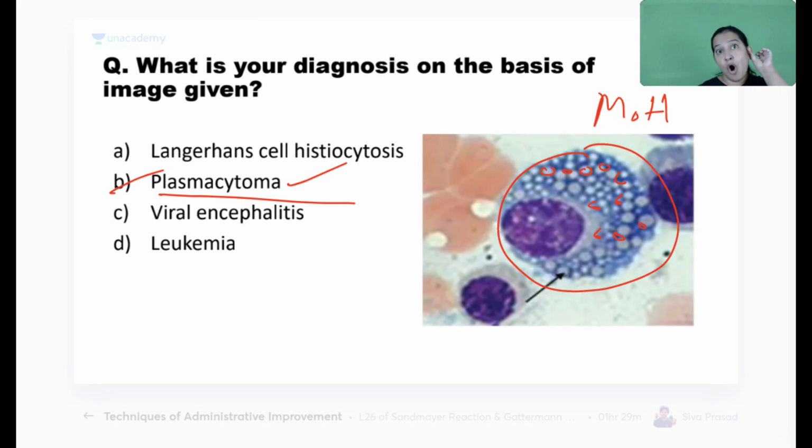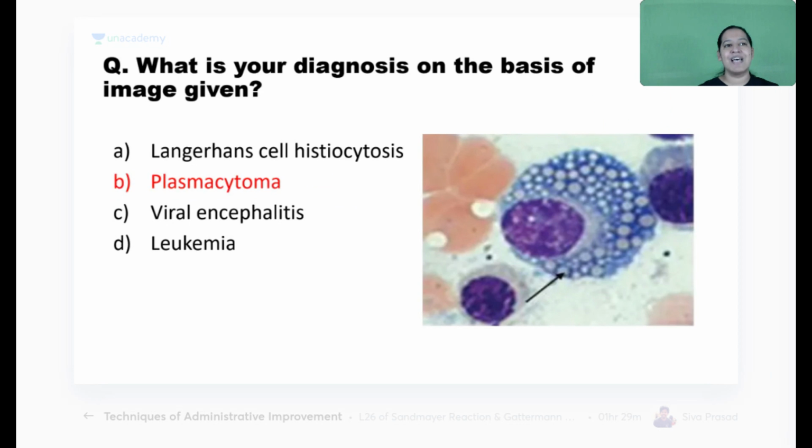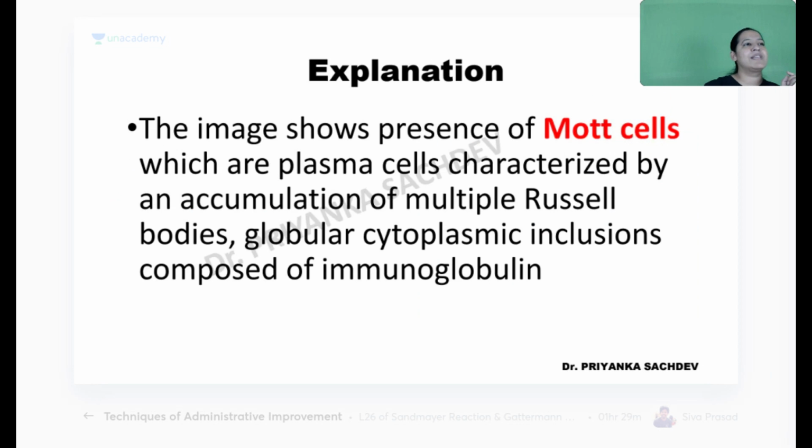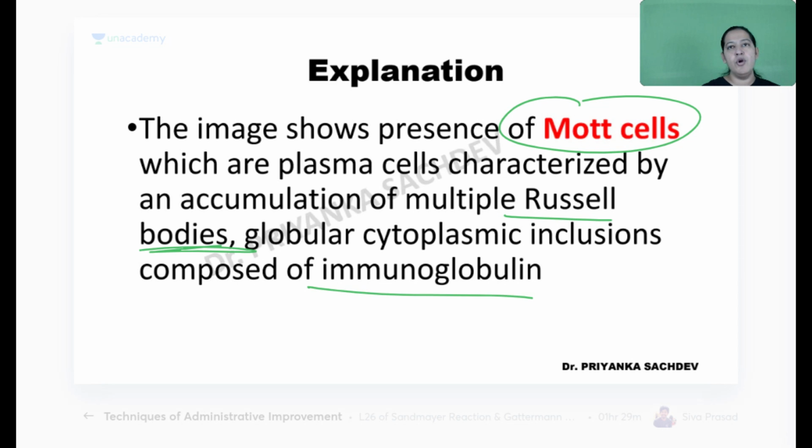So Mott cell is seen in all plasma cell dyscrasias. What is a Mott cell? In the Mott cell, you see multiple Russell bodies. What are Russell bodies? It is the immunoglobulin.